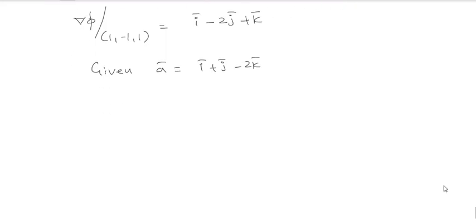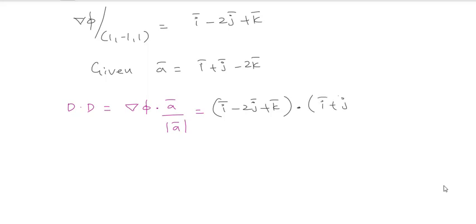So now what is your directional derivative? DD, which is nothing but del phi dot a bar by mod a bar, which is equivalent to what? Del phi is nothing but i bar minus 2j bar plus k bar, in between the dot product, i bar plus j bar minus 2k bar divided by root of 1 square plus 1 square plus minus 2 whole square.